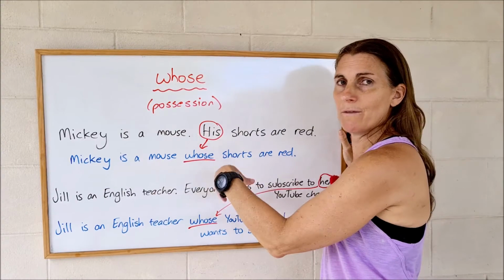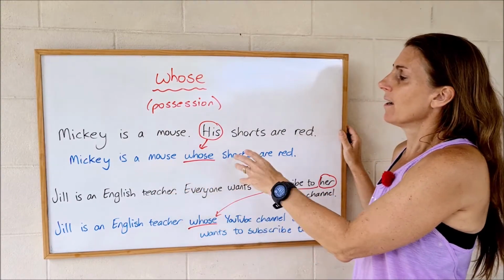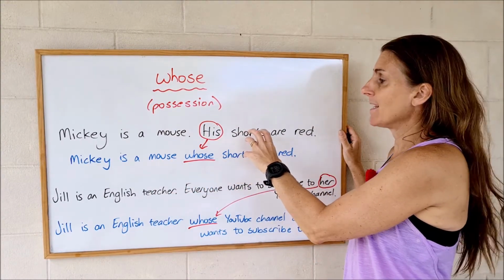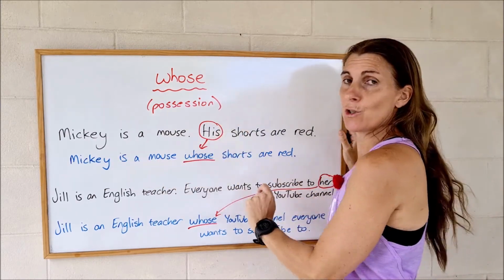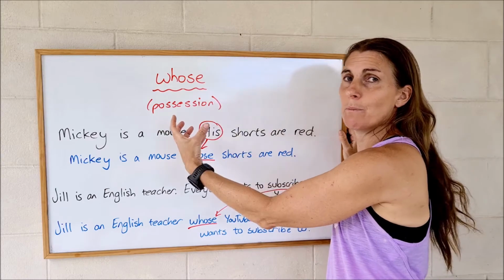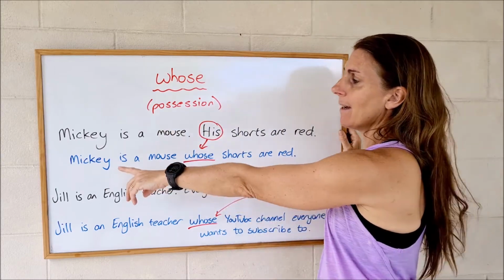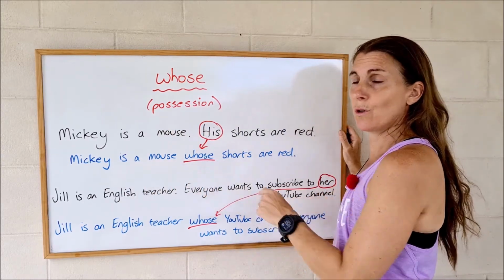So we're giving more information about Mickey Mouse, but the information we're giving is about something that belongs to him. So his shorts, so we need to use the possessive pronoun. Mickey is a mouse whose shorts are red.